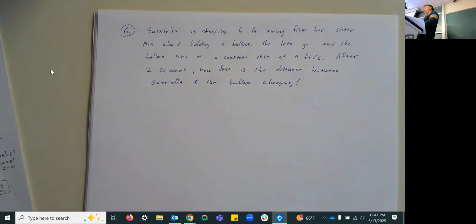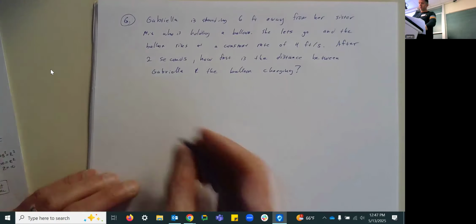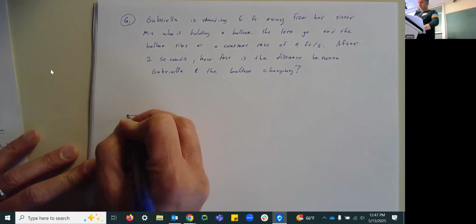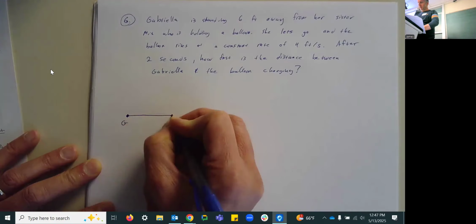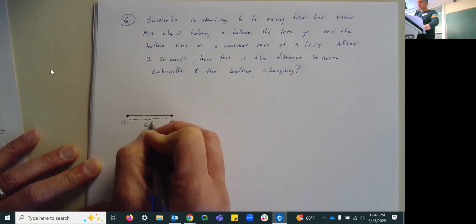So we're definitely going to draw a picture. A key thing to think about when you're drawing a picture is that things that are changing should get variable labels, and things that are not changing should get labeled by whatever value they happen to be equal to. So here's what I'm thinking. Gabriella standing over here, Mia standing over here. They're 6 feet away from each other, and that distance is not changing.